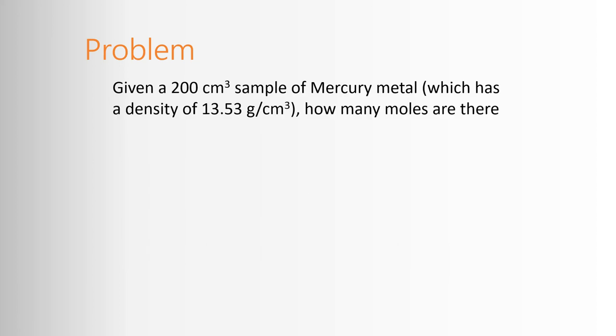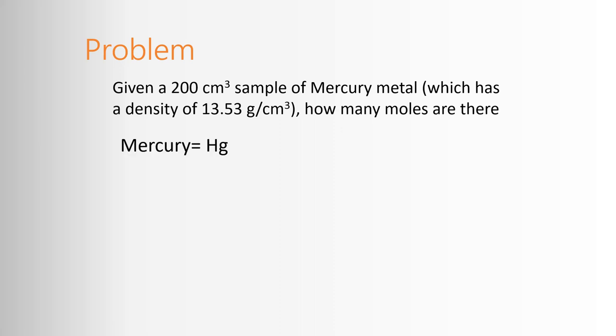Okay, so let's add one little wrinkle to it. Here's a problem. Given a 200 cubic centimeter sample of mercury metal, which has a density of 13.53 grams per cubic centimeter, how many moles are there? Think through the problem. What data do you have? You have 200 cubic centimeters, and then you have 13.53 grams per cubic centimeter. We have cubic centimeters in both of those, which means I can cancel them, which would leave me in grams. I can figure out the molar mass of mercury metal from the periodic table, and I convert grams to moles.